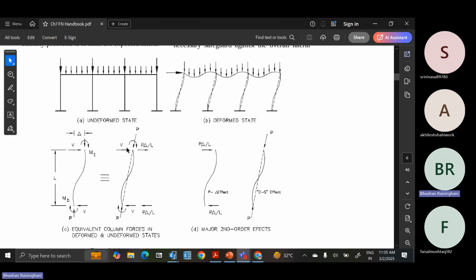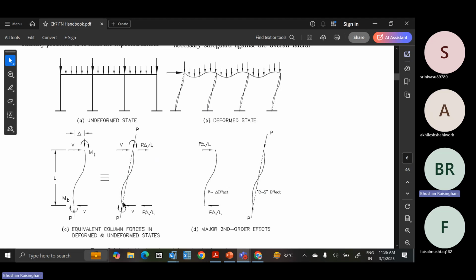So axial load and lateral load were already there. Now due to the displacement delta, there is the addition of the moment P into delta by L at the top, and in the reverse direction P into delta by L at the bottom. So a couple is created to represent the moment M top and M bottom. P into delta by L is added into the frame.